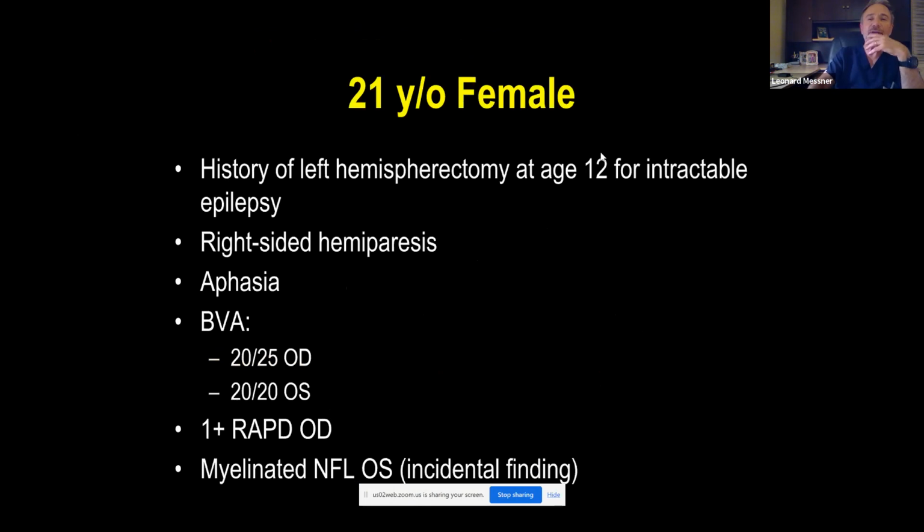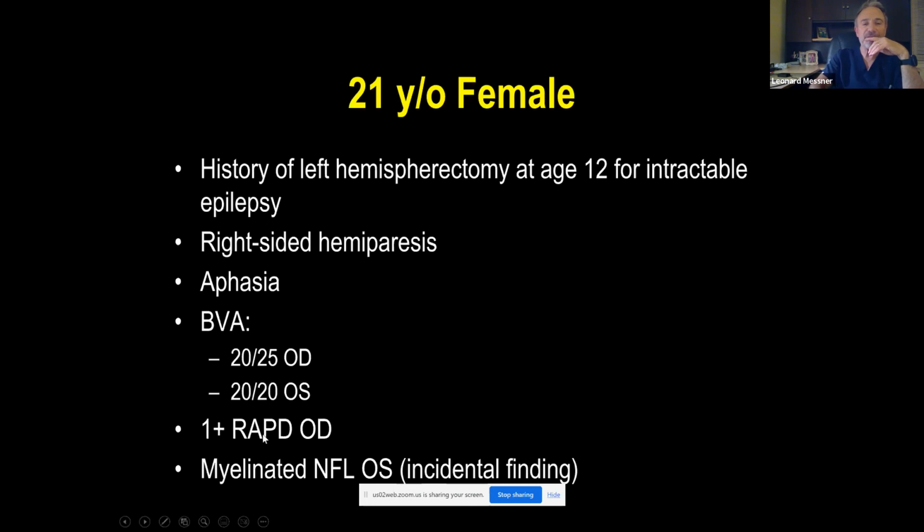Now, what I'm going to show you here is evidence of retinal thinning, hemiretinal thinning, in the setting of retrochiasmal pathology. There's a 21-year-old young woman who, at the age of 12, underwent a hemispherectomy of her left cerebral hemisphere for intractable epilepsy. She is now left with a right side hemiparesis. She has aphasia. Her visual acuities are pretty good. She's got 20/25 vision in the right eye, 20/20 vision in the left eye.